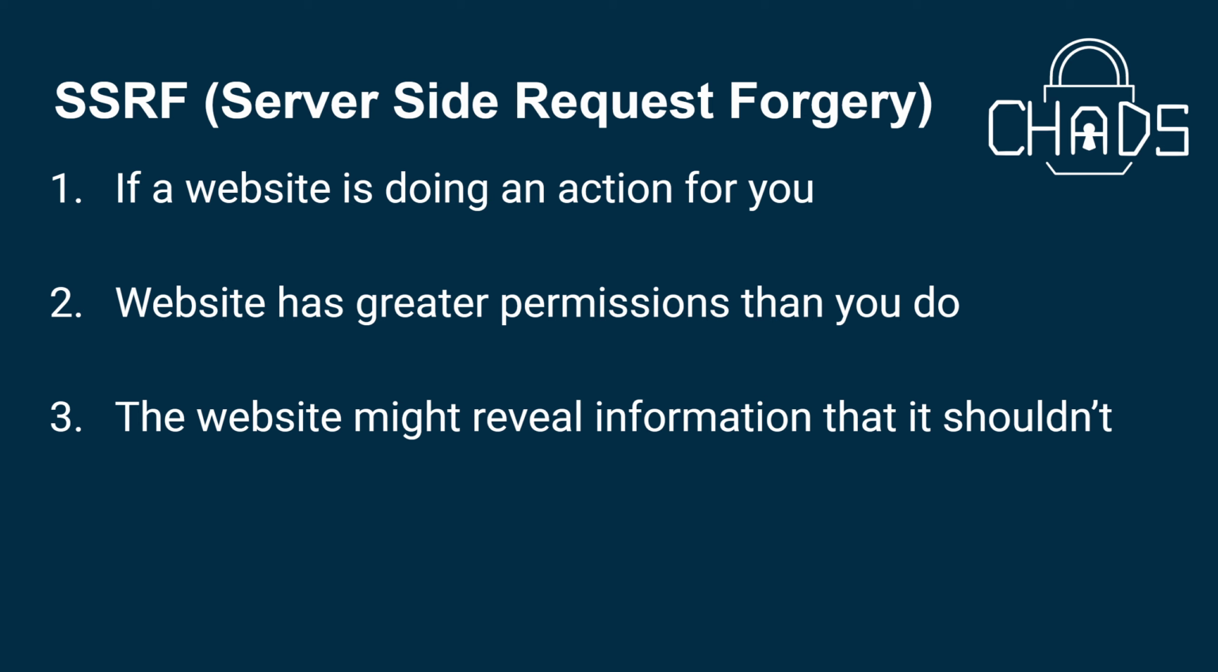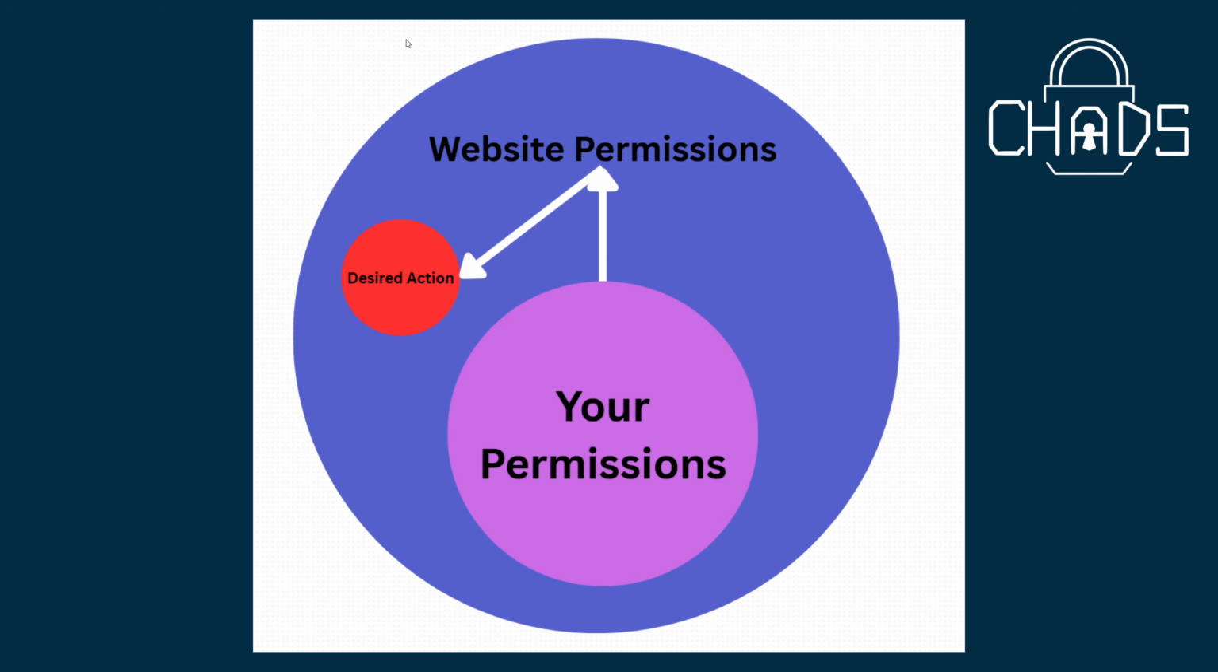What happens if you try to take a picture of the local domain, which you as a user should have no access to, but the server does because the server runs on the domain. So you get this picture where you have your permissions as a user and what you're allowed to access, and then the website or the host's permissions being greater than yours. So you're able to ask the website or the host or the server to do an action that you're not allowed to do, but the actual server itself is allowed to do.